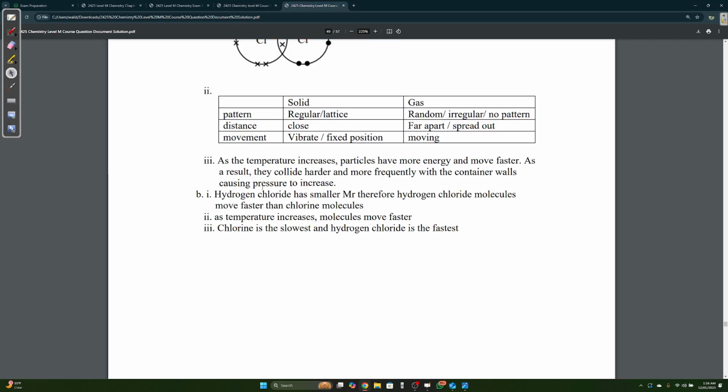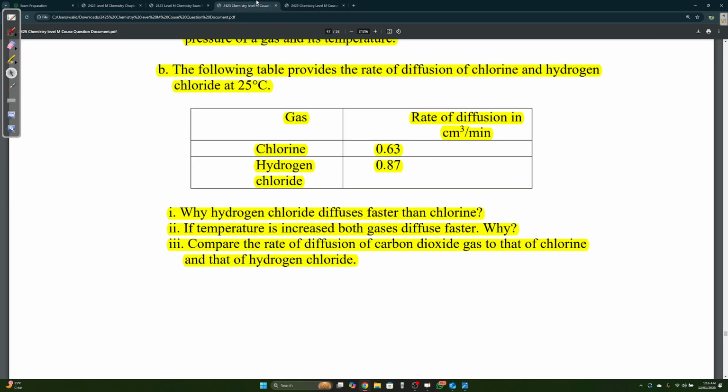Because hydrogen chloride is lighter. Mr means molar mass. Therefore, hydrogen chloride diffuses faster than chlorine molecules. Realize here how they said molecules, not atoms. Don't mix up: chlorine molecules is Cl2, and its molar mass is 71, not 76.